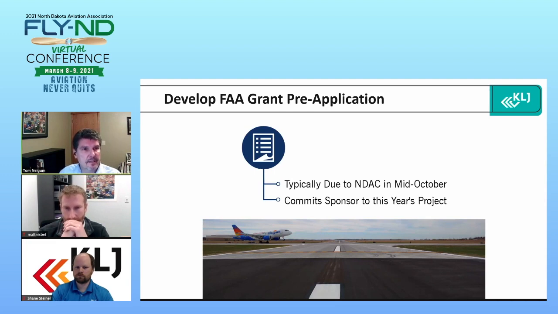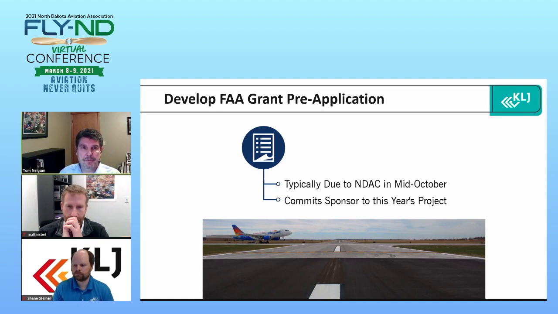The second thing is develop the FAA grant pre-application. So this is your pre-grant paperwork to give the FAA formal paperwork that says this is what we're going to do this year. That will follow after your initial meeting, your project initiation meeting with the state and the FAA.